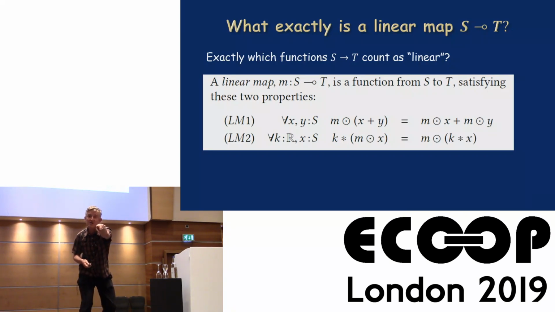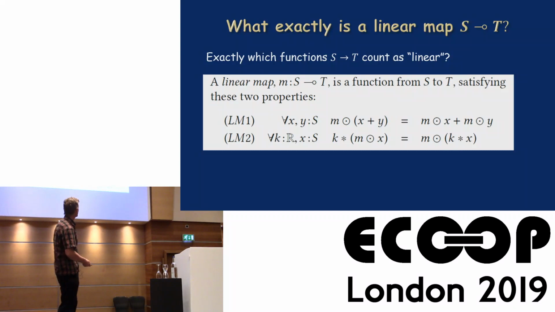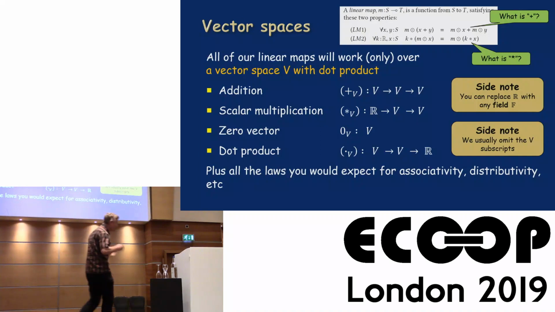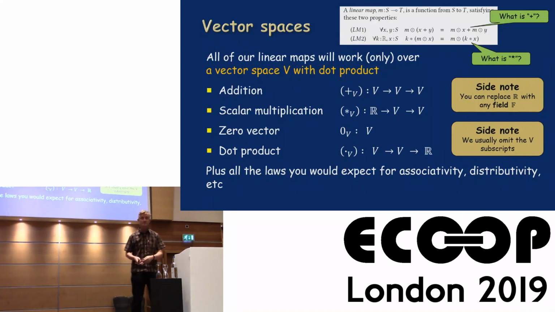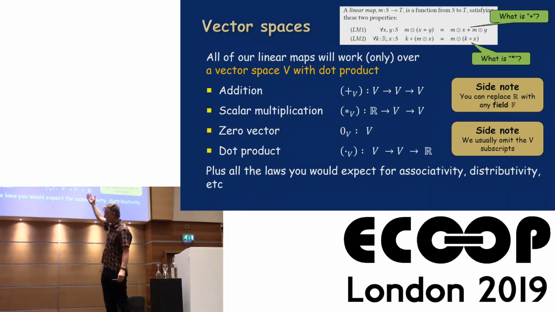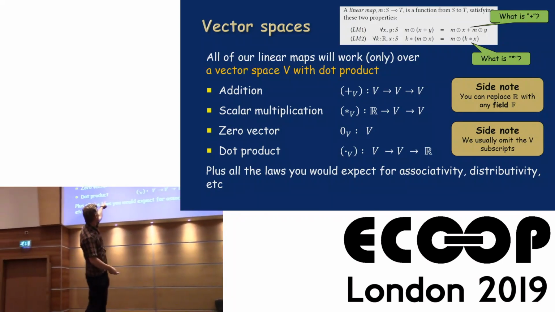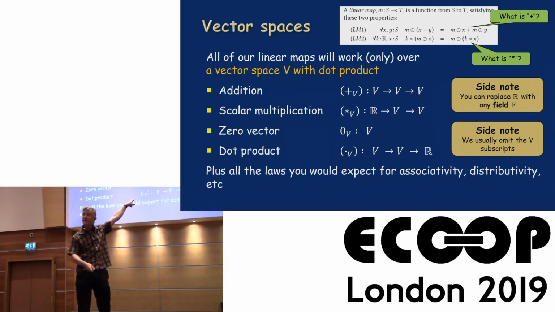But, as Sophia so acutely observed, of course, we have to worry about what these plus and times things are, right? Because they don't exist on every type. So we just have to work over vector spaces. In fact, we're going to need vector spaces with dot product. Okay, so what is a vector space? It means we have an addition operator over the vector space. We have a scalar multiplication. Note, this is not v to v to v.